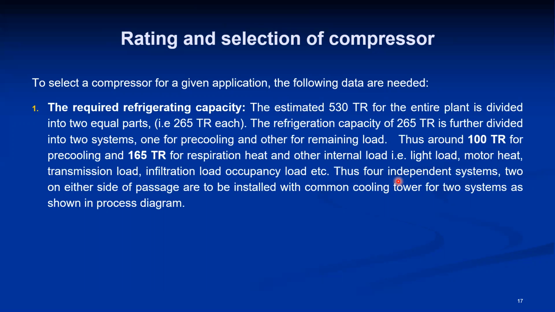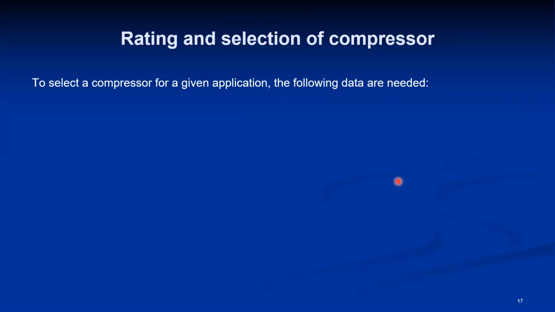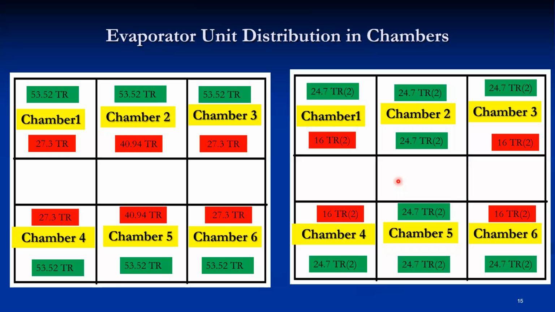The required capacity now is estimated based on the evaporator capacity. If we calculate, then 530 TR evaporator capacity is estimated. Evaporator capacity is divided into 2 parts, 265 TR each, because 265 on one side, 265 on the other side. The refrigeration capacity is 265 on one side. One side means this is one side and this is the other side.